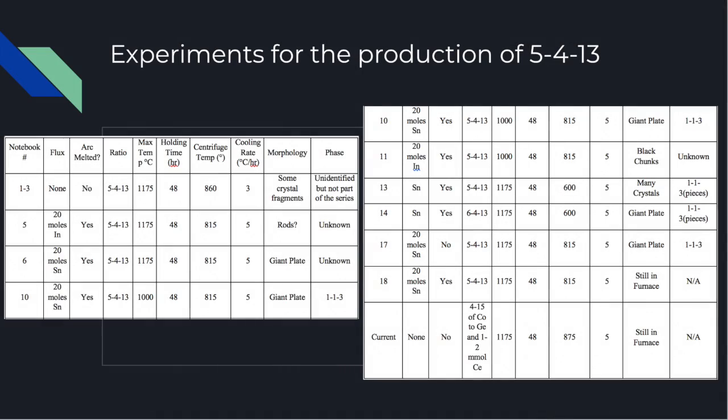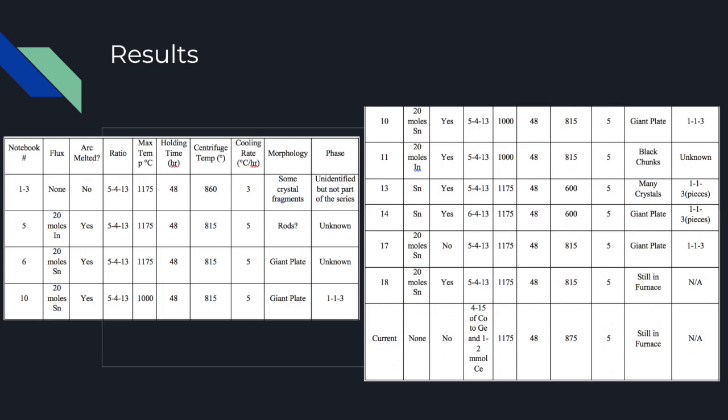As seen in the table, many different variables were changed in order to attempt to get the desired 5413 phase, and these included the ratios of the reagents, the heating profiles, and the fluxes that were used. The general results of the experiments are seen on the right side of the table, but I will go more in depth about the specific findings associated with the experiments.